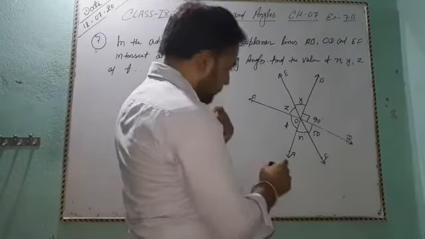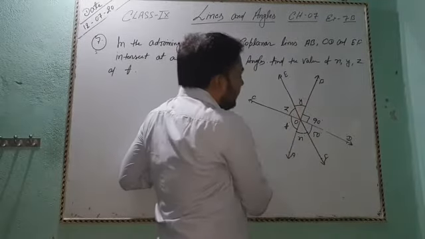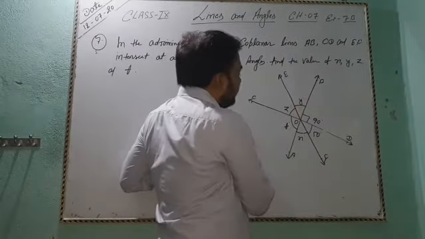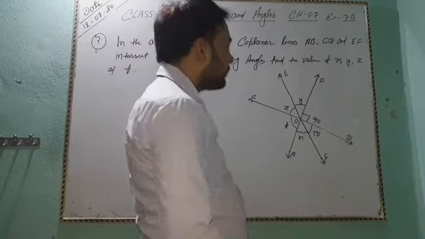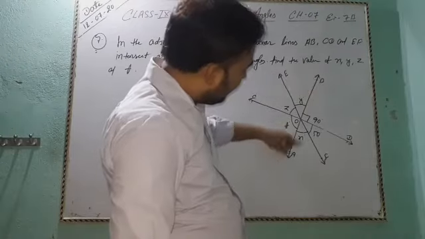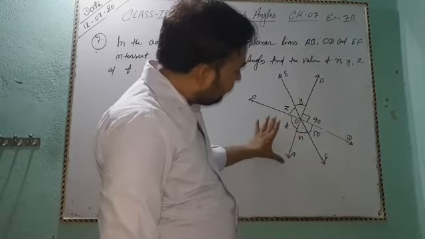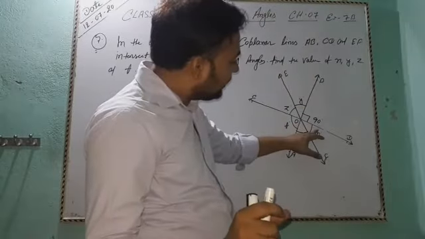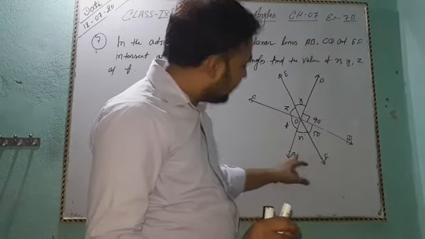X is the angle AOF, Y is the angle BOE, Z is the angle COE, and T is the angle AOC, and the angle BOD equals 90 degrees. So, students, first of all, AB is a straight line, and we know that the sum of all angles on the same side of the line AB at the given point O is 180 degrees. So angle BOD plus angle DOF plus angle FOA equals 180 degrees.